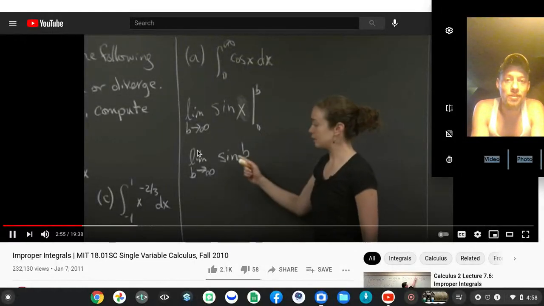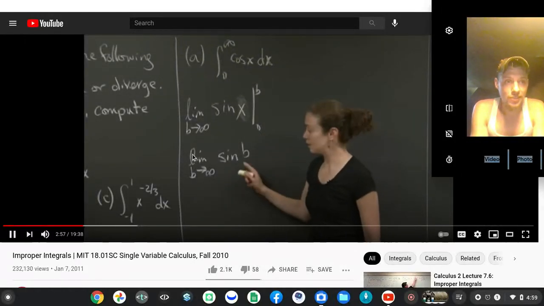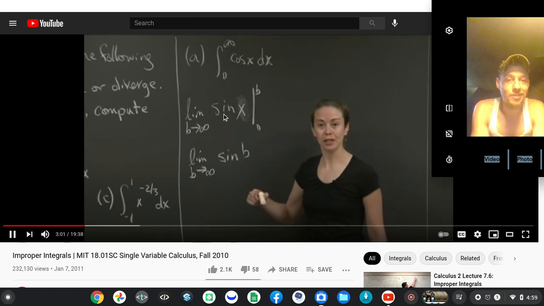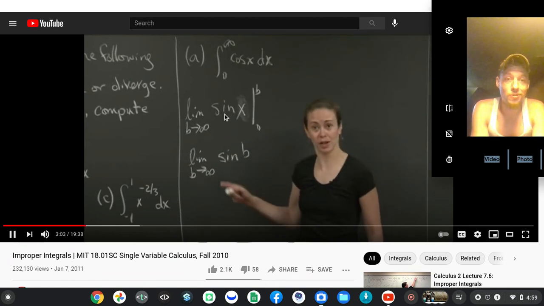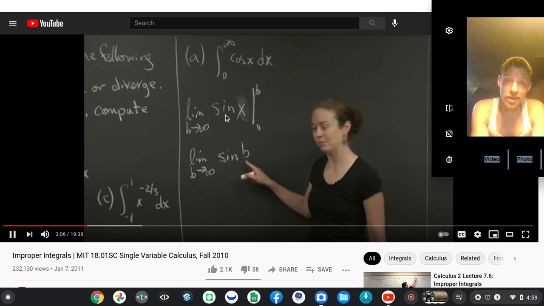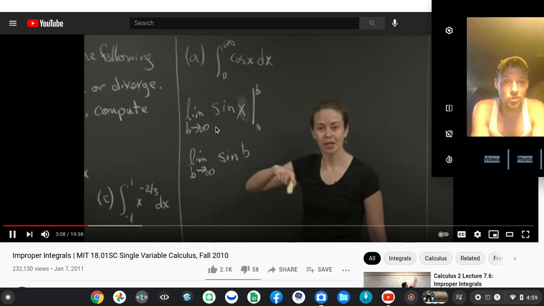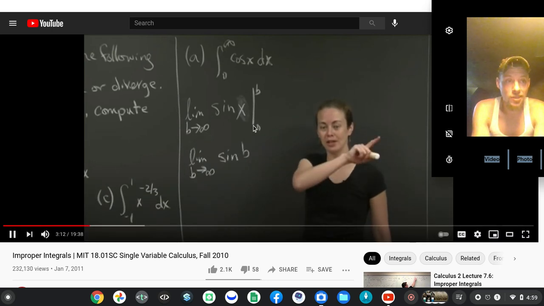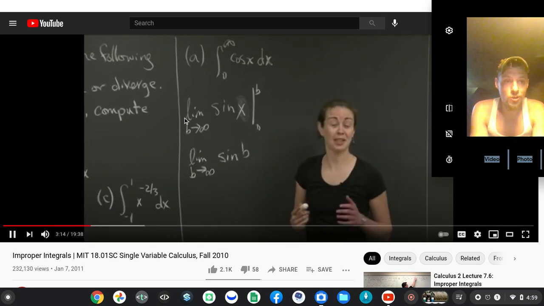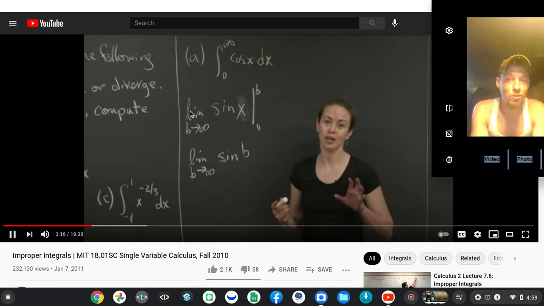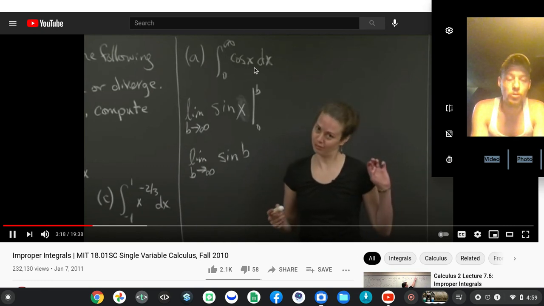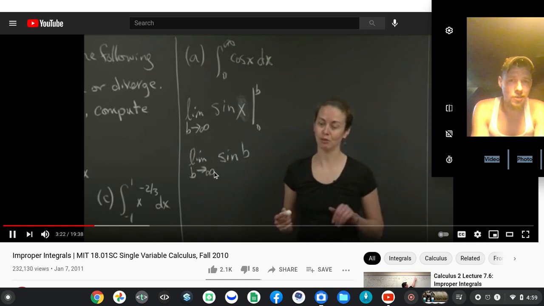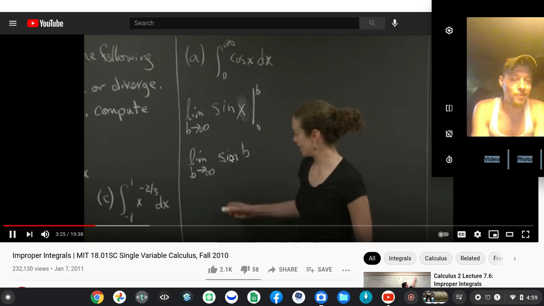And now here's where we run into trouble, because this limit doesn't exist. That's right, because as b goes to infinity, sine b, now b is the variable, if we think about it that way. As b goes to infinity, sine is going to oscillate, as it always does, between -1 and 1. And it's going to continue to do that. It's not going to approach a certain value, even arbitrarily close to that value, as b goes off to infinity. So this limit does not exist.